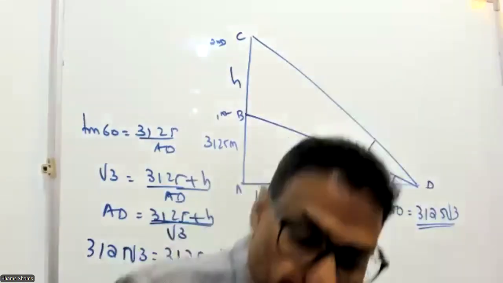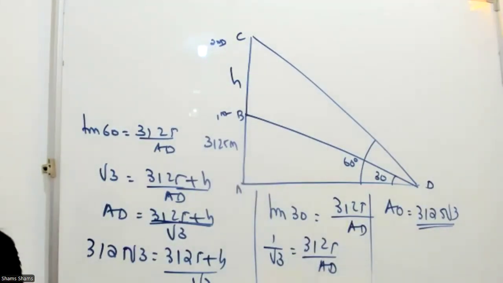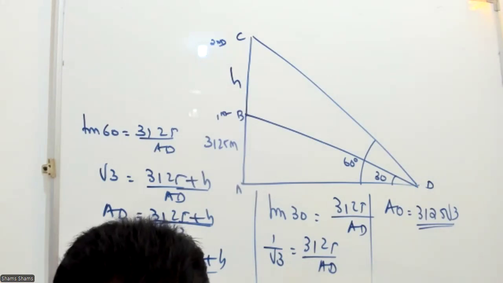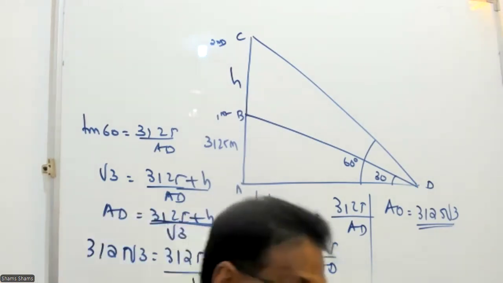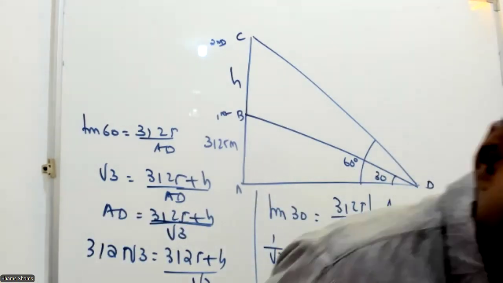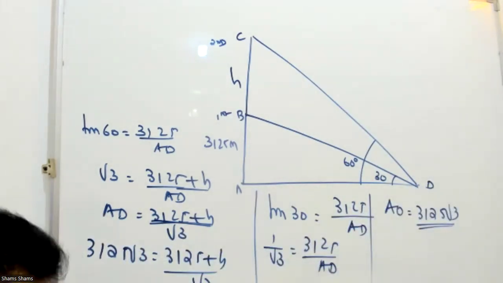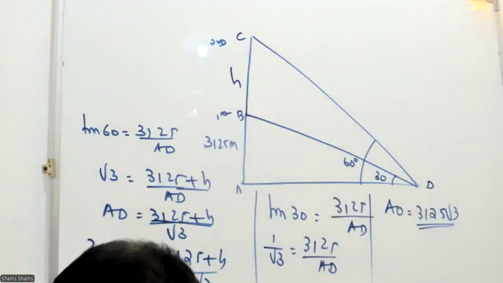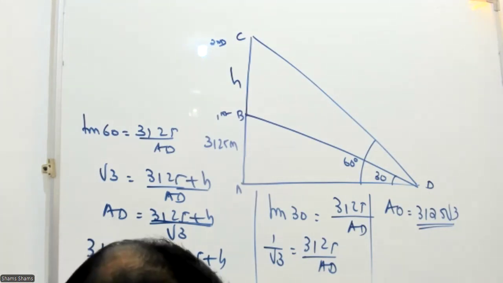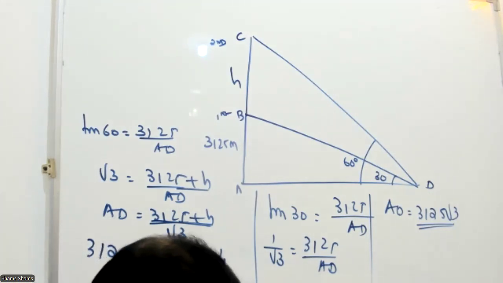Okay, so finish or not? Hello. 720 kilometer per hour, this is supposed to get. I won't explain this question because you already did. Last class we did 864 kilometer per hour. Yeah, 720 kilometer per hour.